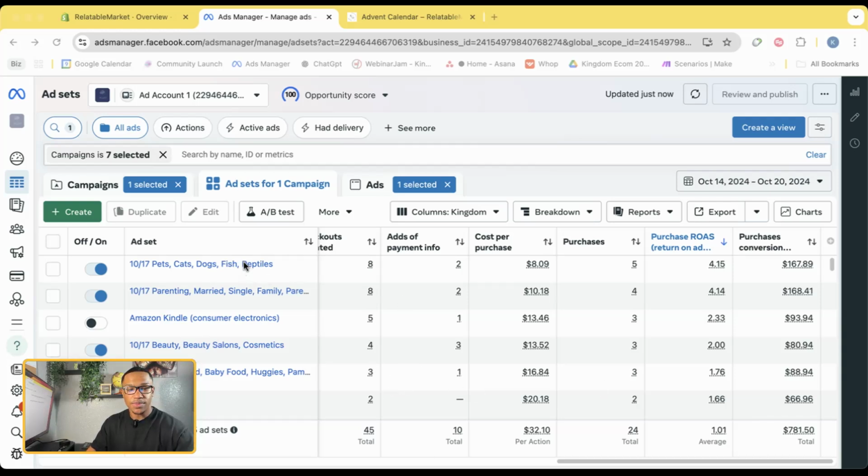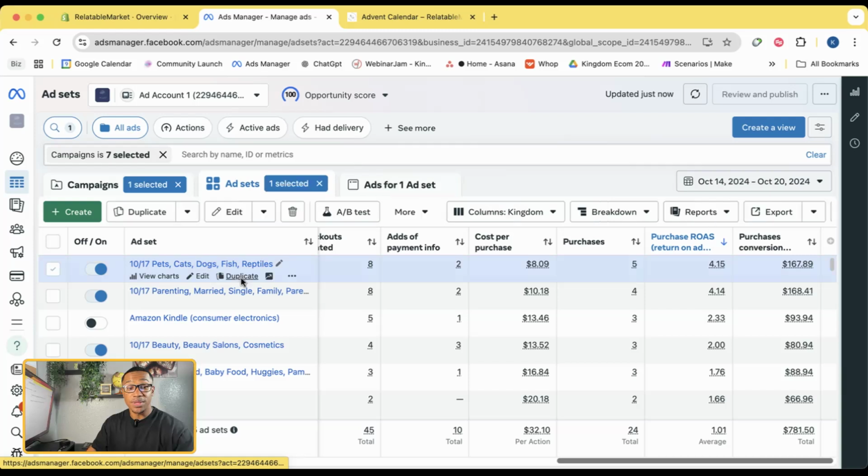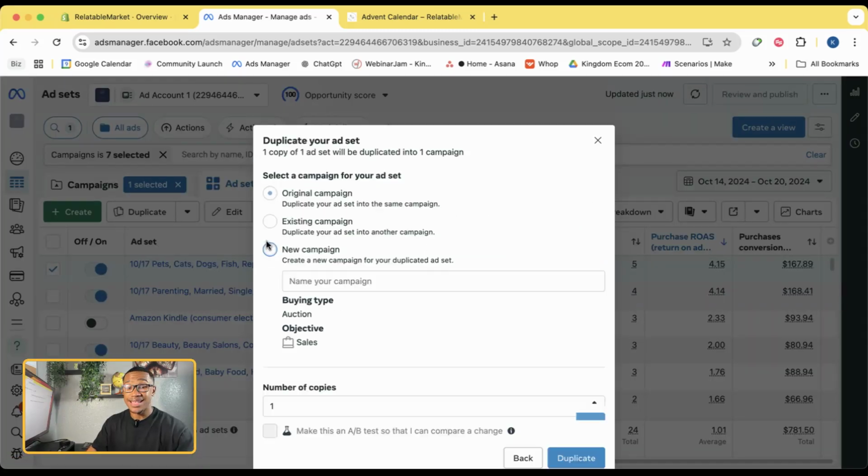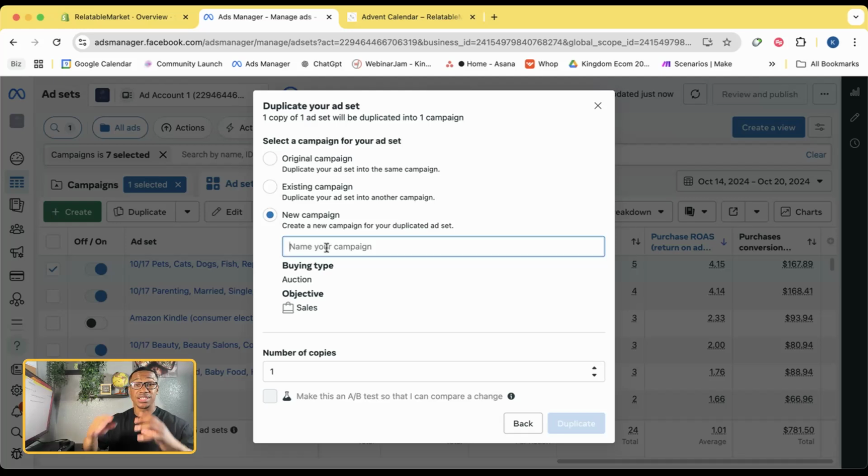Once we find what works, all we do is duplicate the original setup into a completely new campaign. So our cold audience is us testing. Once we find what works, we put it into a new campaign so we can separate the two and know that we're vertically scaling. So this is what we'll call a vert scale.